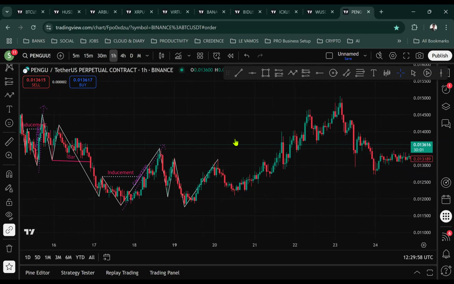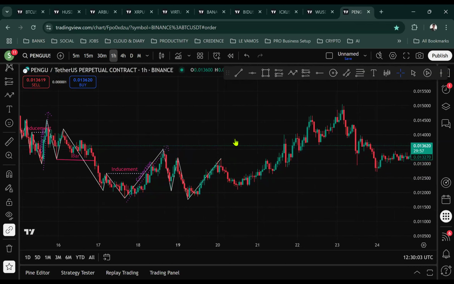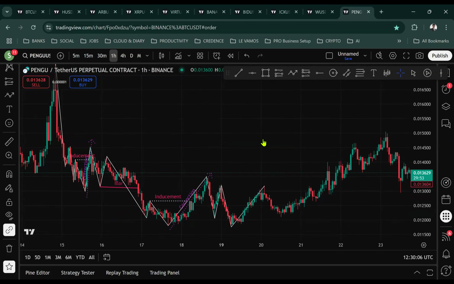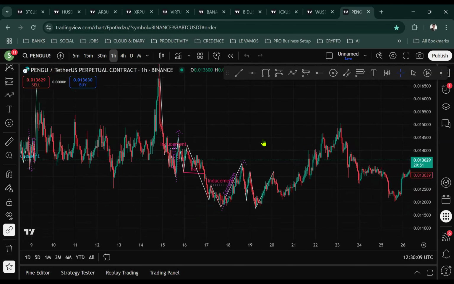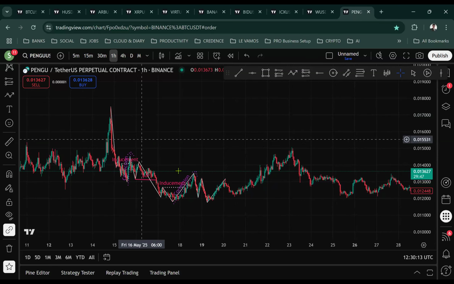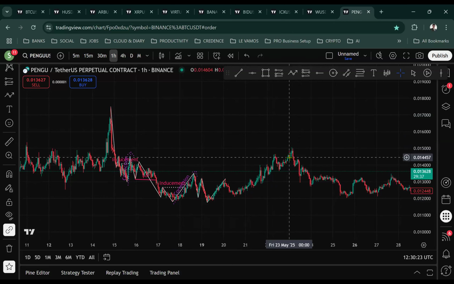Did it go higher than the entry, the start of the previous impulse? No, it's not going. See, we started from here. It came here, so which means this is only a correction. After the last correction, a new impulse will start.